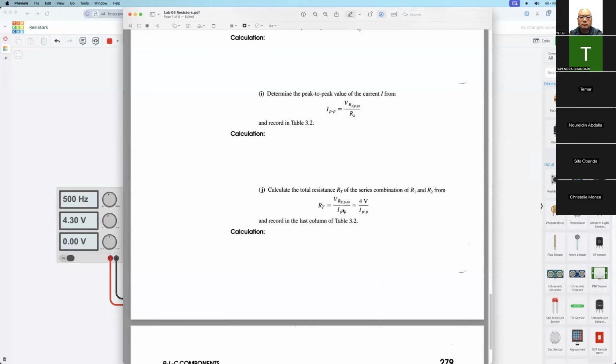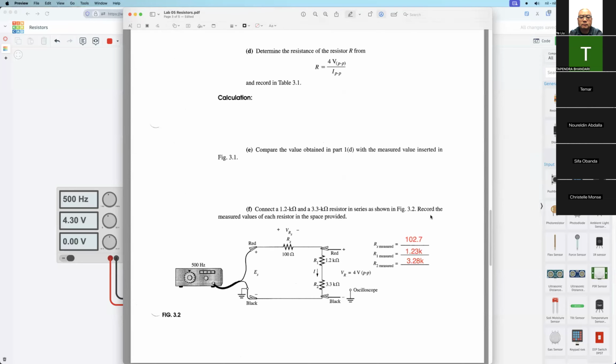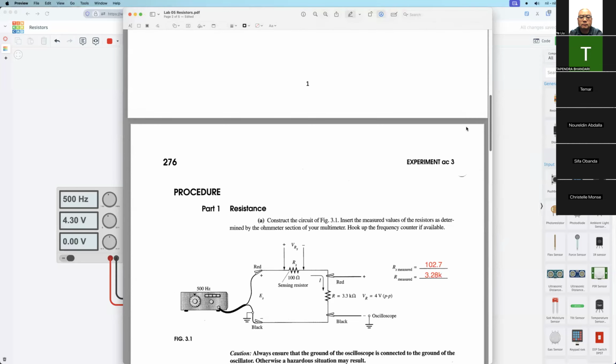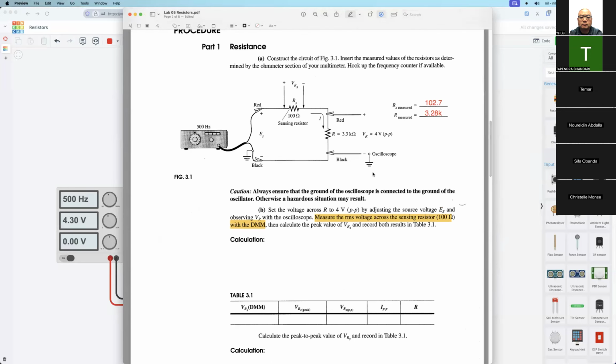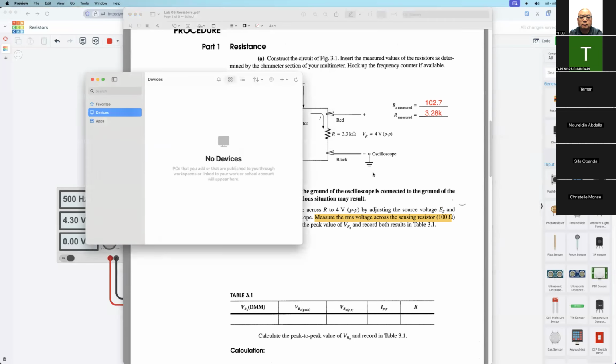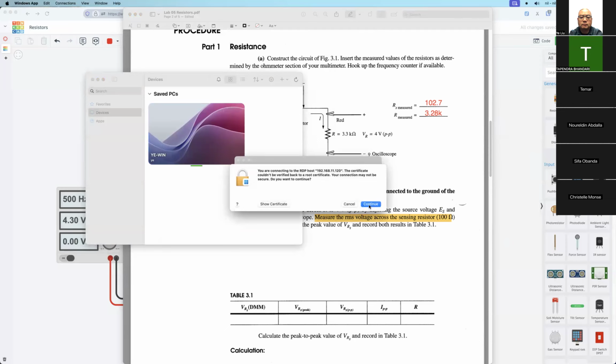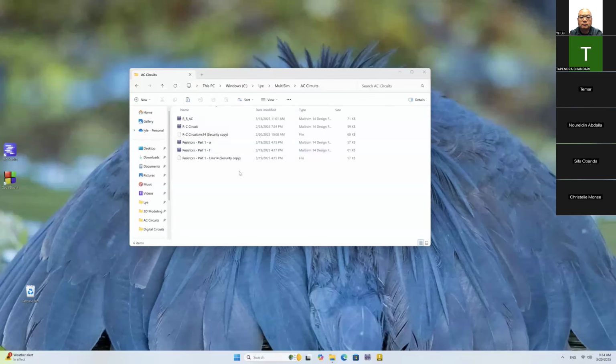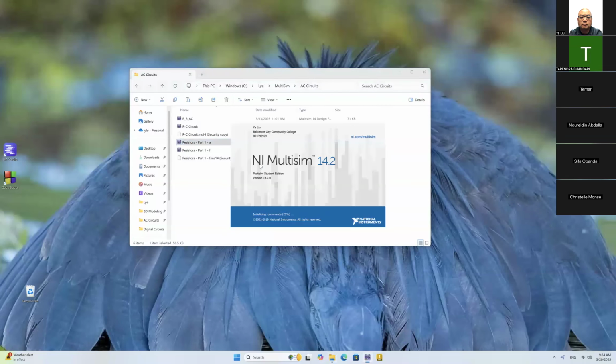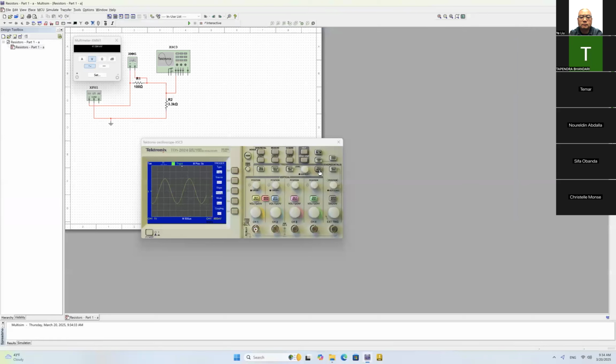So this one you will do in Tinkercad. I also do this simulation in MultiSim, as I said before. So in MultiSim, it actually has the multimeter. This is the multimeter, this is the oscilloscope, which I showed you before, and this is the function generator.